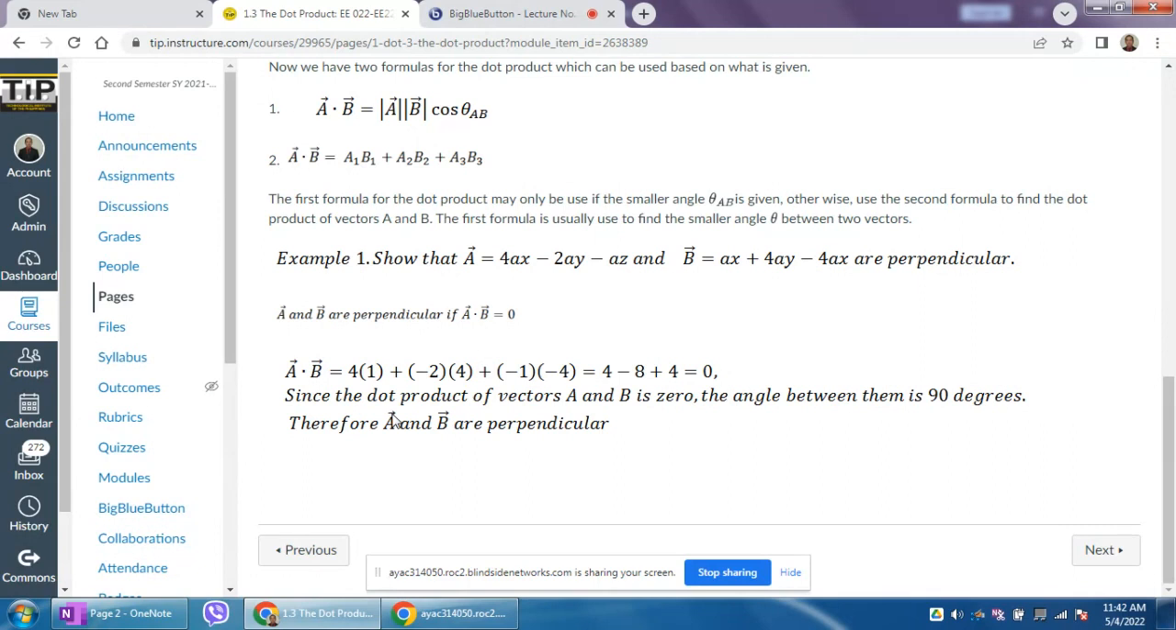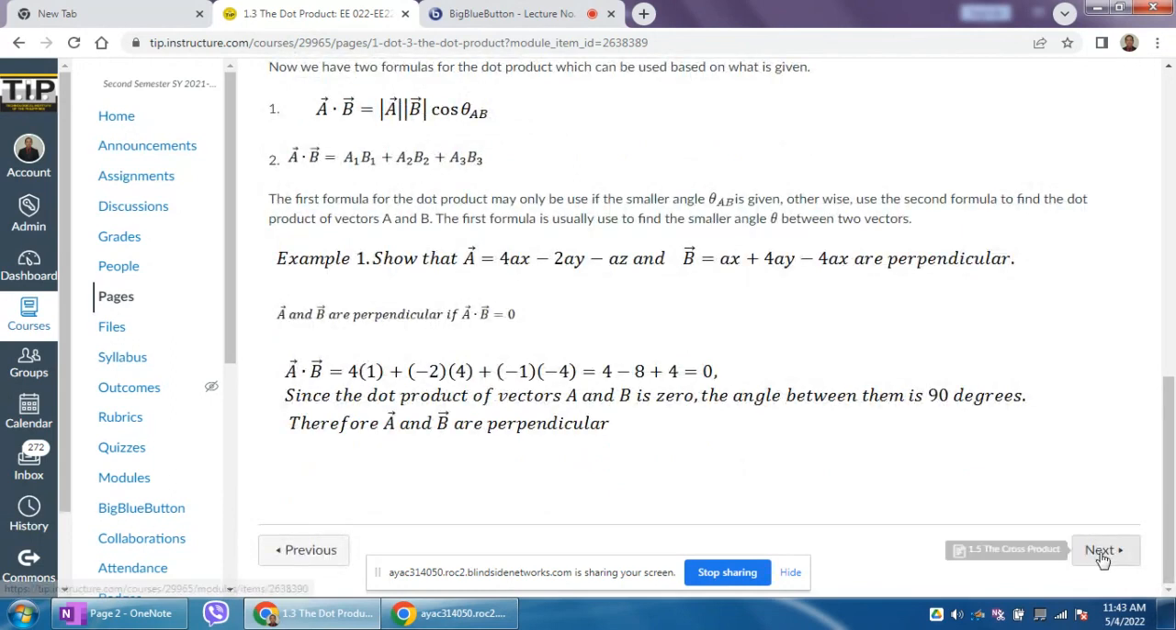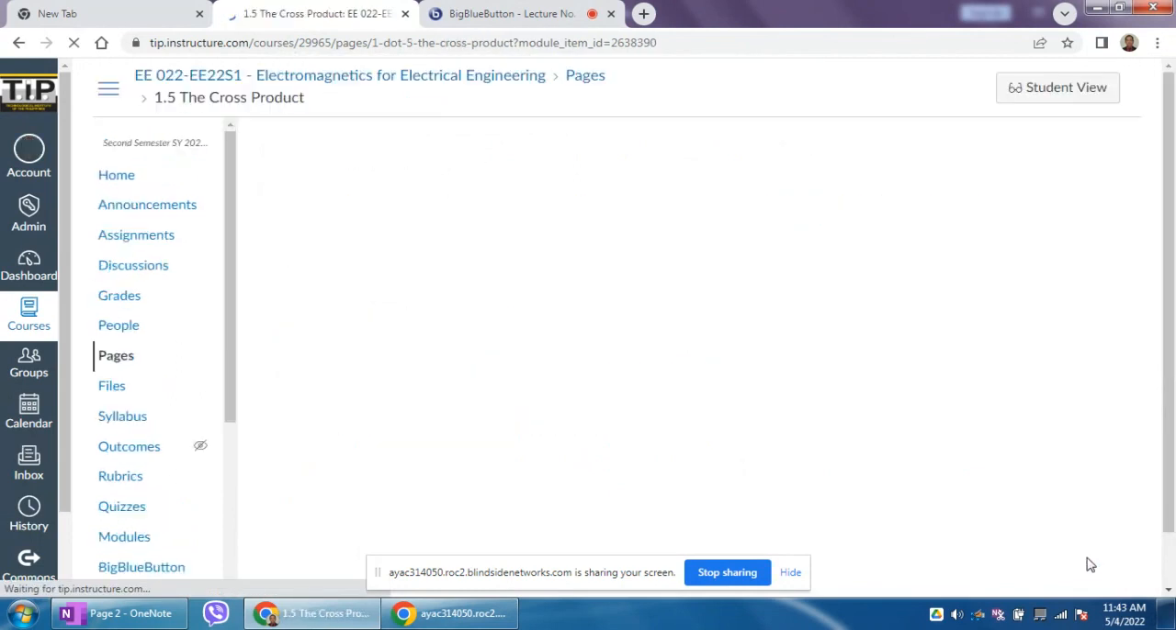So, yun lang po yun, no? Hindi ko na i-rewrite ito kasi malinaw naman dito. So, A dot B, you have, yung formula number 2 po ang ginamit dito. So, 4 times 1 plus negative 2 times 4 plus negative 1 times negative 4. Nag-0, so ibig sabihin yung dalawang vector po ay perpendicular. So, ganun lang po siya kasimple.